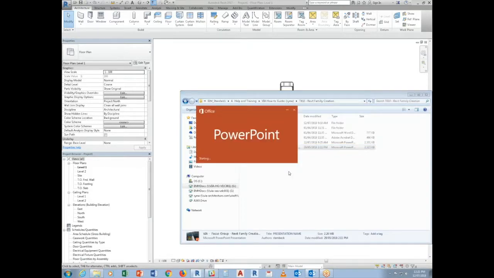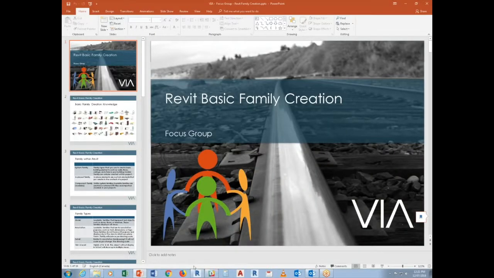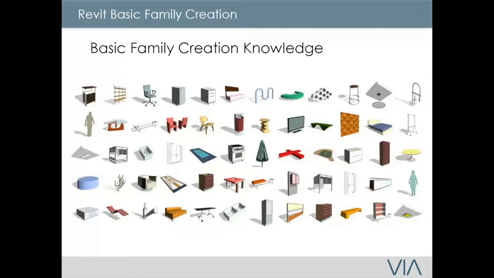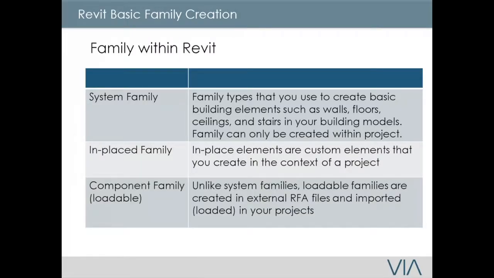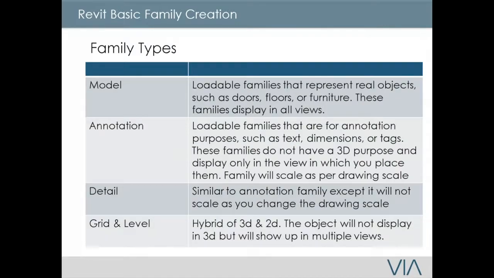Okay? So in here, I'm just going to open up my Revit family creation. So some of this is going to repeat. I'm just going to go really fast on this presentation. Okay, so if you know how to create a Revit family, there's always going to be three things, right? So there's going to be system, in place, and component families.